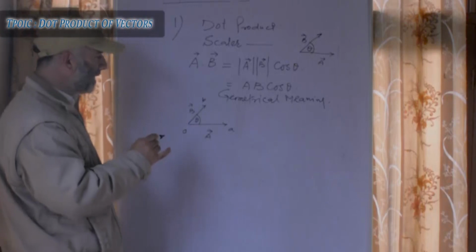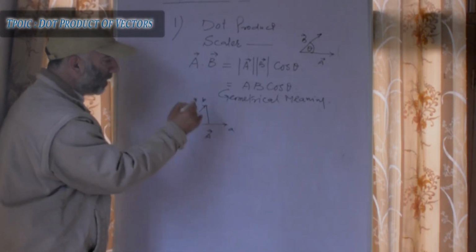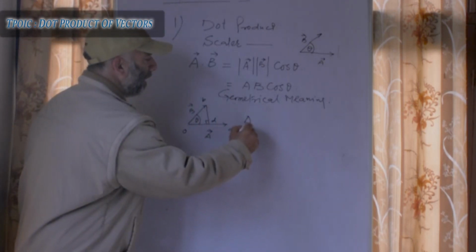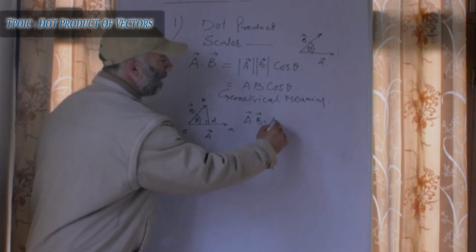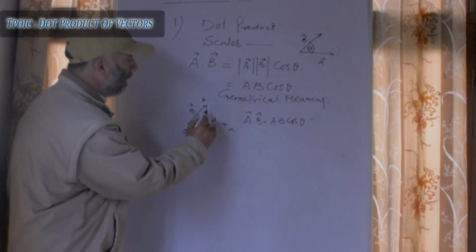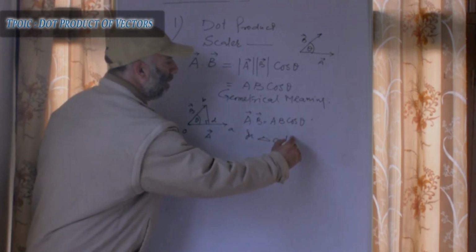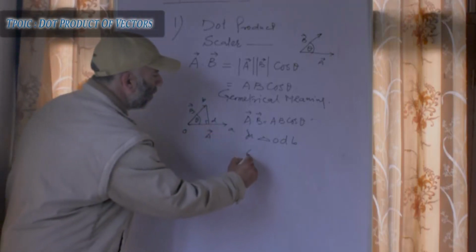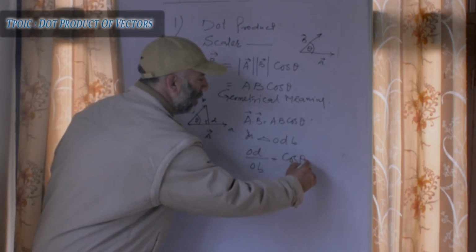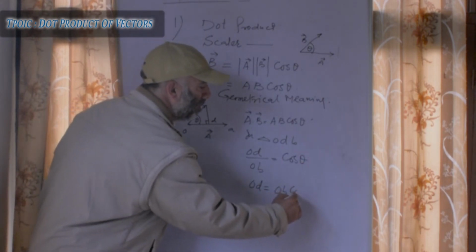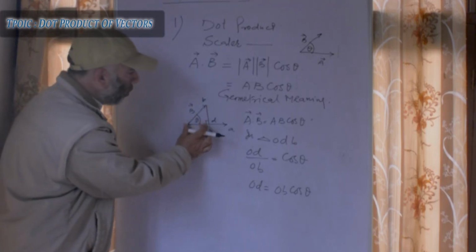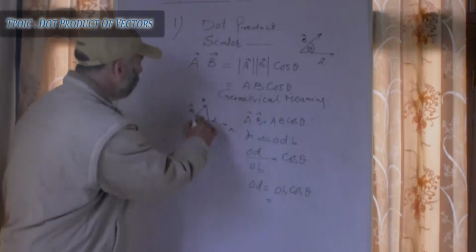Now we will draw a perpendicular from B. Let us draw BD perpendicular on vector A. We know A dot B is equal to AB cos theta. Let us look at triangle ODB. In triangle ODB, OD by OB is equal to cos theta. So OD is equal to OB cos theta. Here OB is basically vector B, so OD is equal to mod of B cos theta.